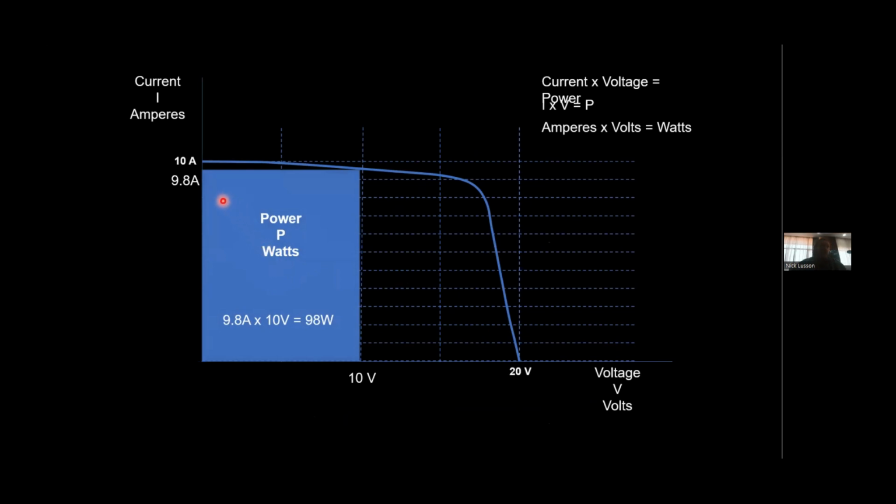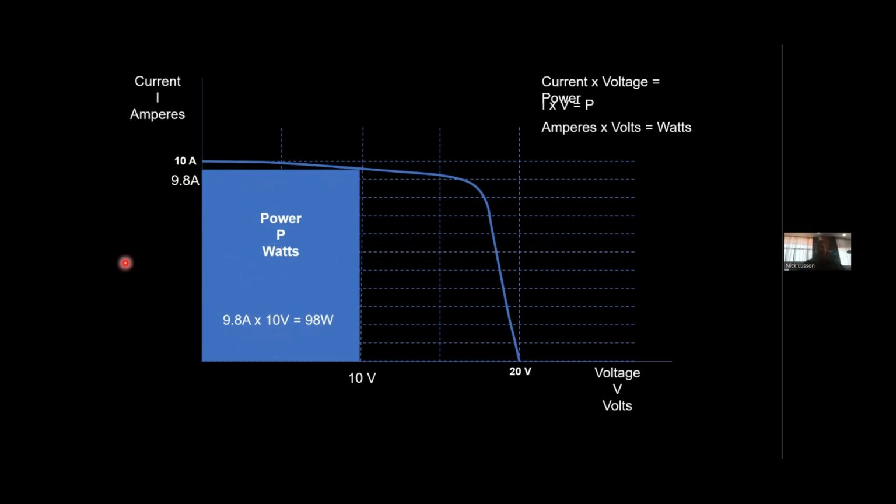So what I mean is, this line, by the way, is very common on solar panels. Every solar panel has this type of power curve, okay? That's why it's useful to us. And what I want you to see is that if we're operating at this point here, it's 9.8 amps and 10 volts. This blue rectangle represents the power, because we do 9.8 amps times 10 volts, 98 watts.